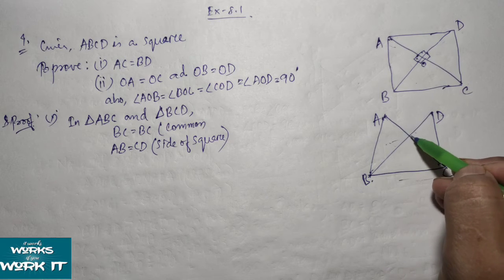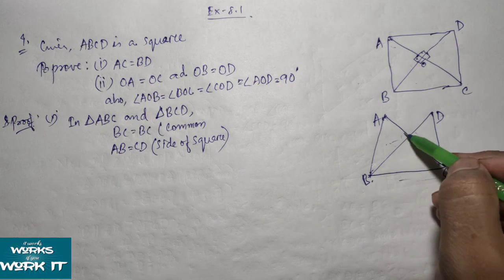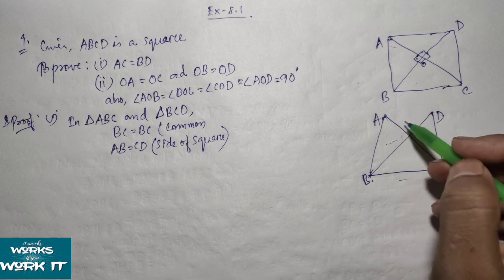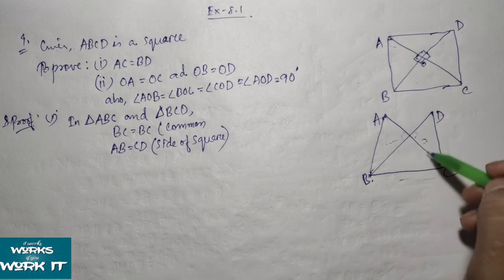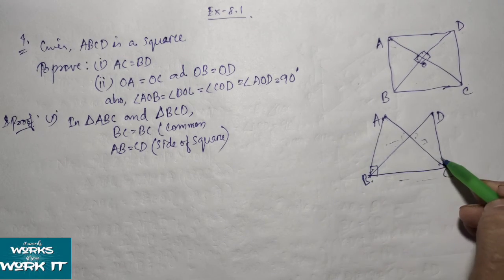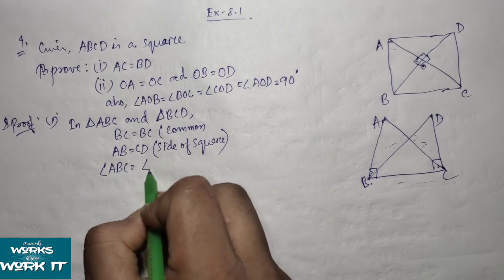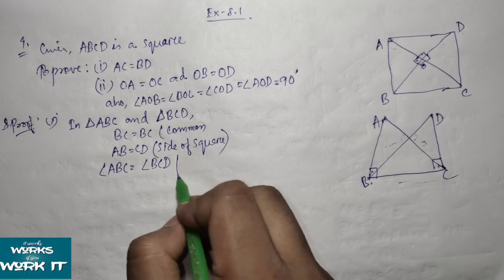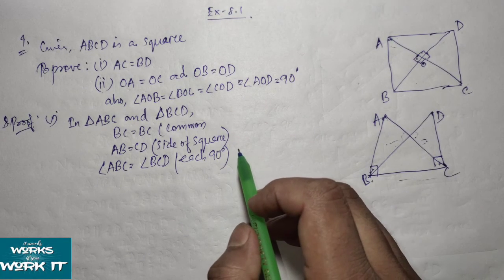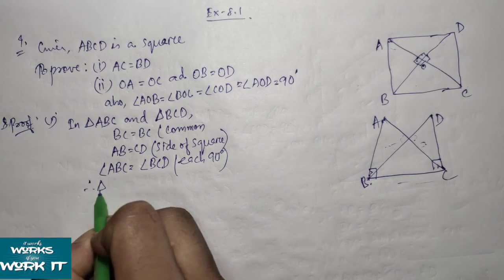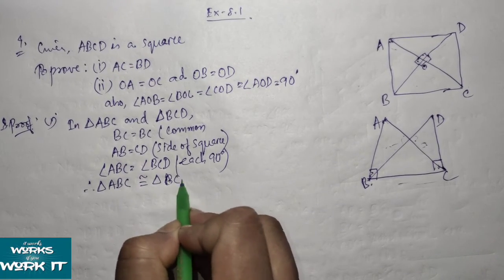Then what can we take? Oh, sorry, we are talking about ABC and BCD. So BC is common, and this one is the opposite side. Then angle ABC and angle BCD, both will be how much? They will be 90 degrees, because every angle of a square is 90 degrees. Therefore triangle ABC is congruent to triangle BCD.